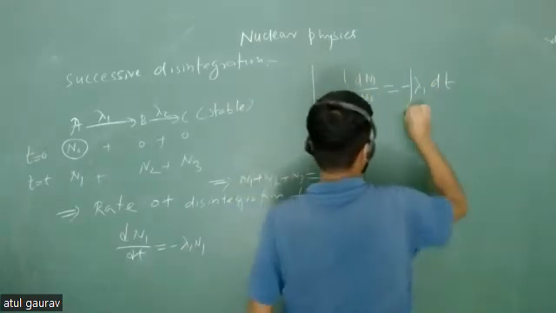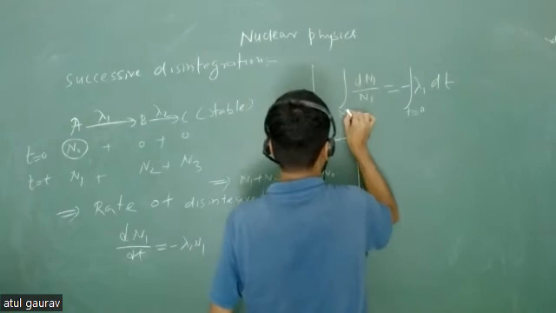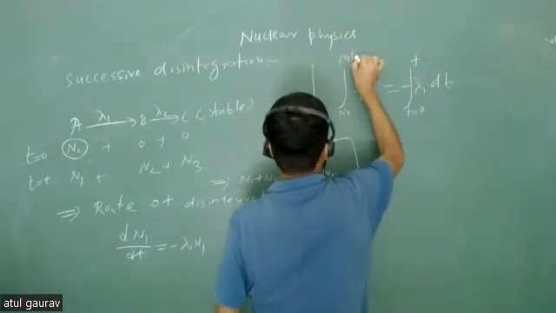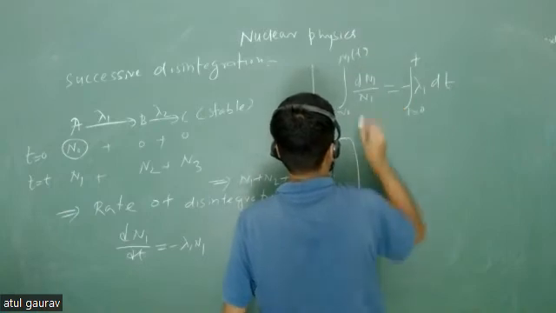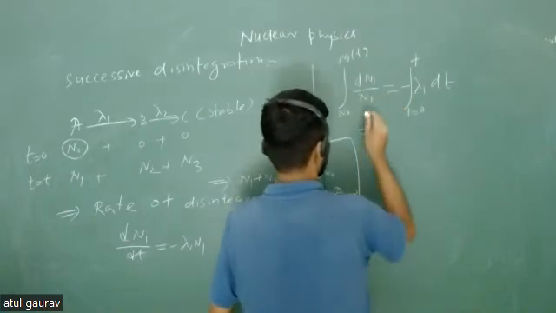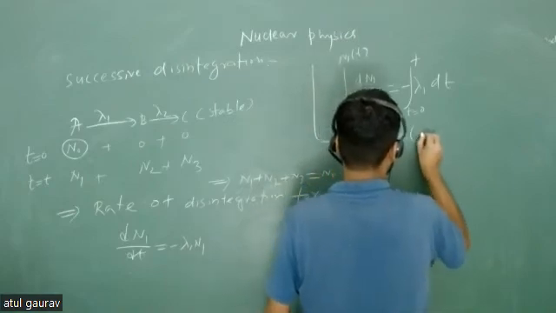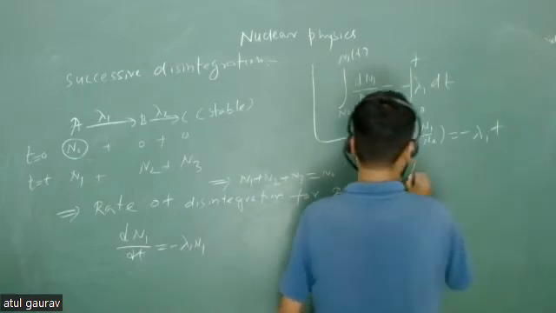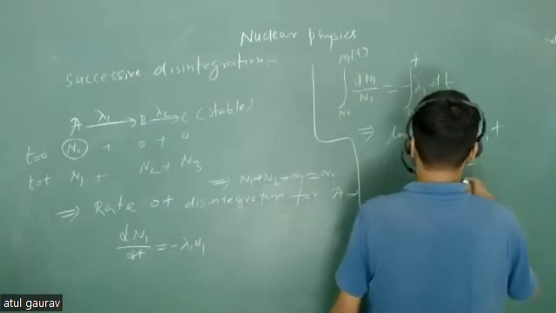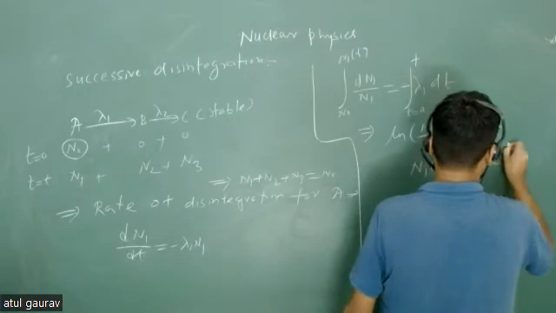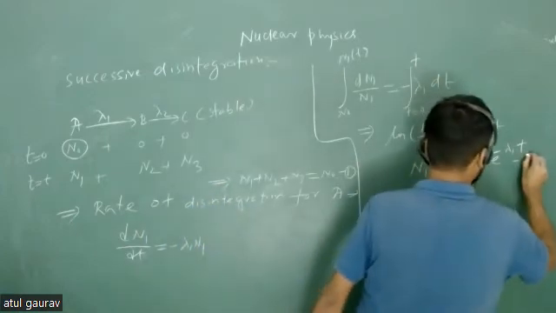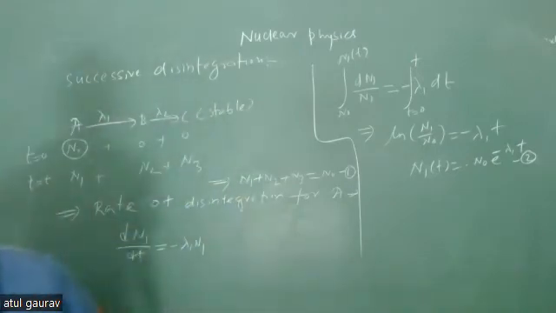Now if you substitute the limits, at t equals 0, n1 was n0, and at time t equals t, let us assume that number is n1t. If you calculate it, it will be the natural log, ln n1 by n naught, and that should be equal to minus lambda 1 t. So it means n1t should be n naught exponential minus lambda 1 t. Let us assume this is your first equation, this is your second equation.